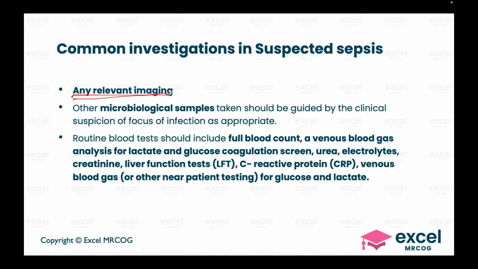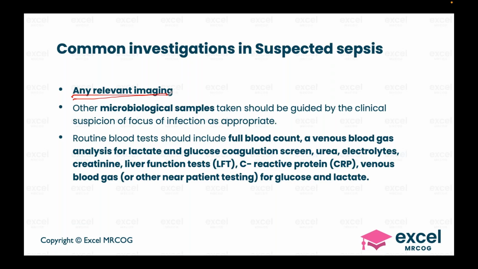You may need to take other microbiological samples like we've already discussed. If there is persistent cramping, persistent bleeding from the vagina, you may need to collect swabs from the vagina. If you are suspecting urine infection, you may need to take urine sample for culture sensitivity. So this is what they mean by other microbiological samples.